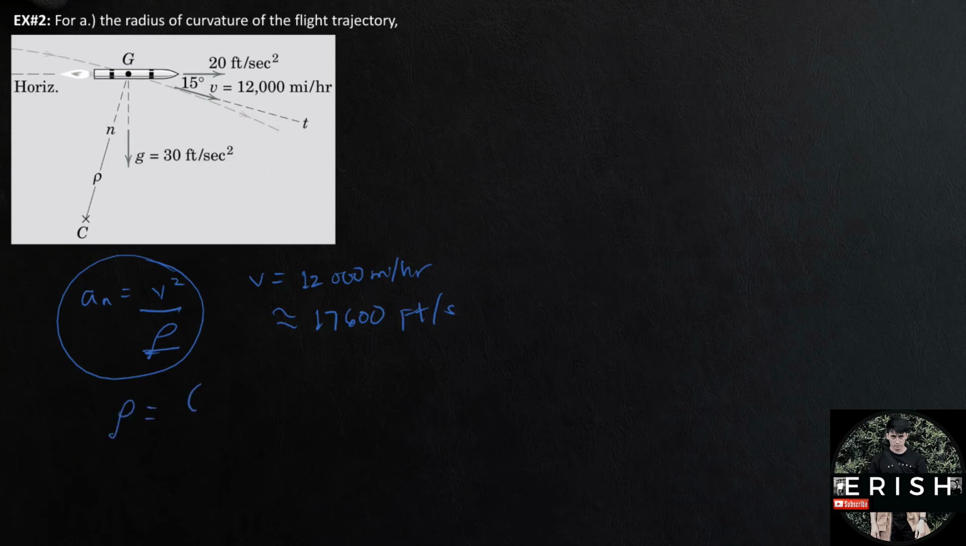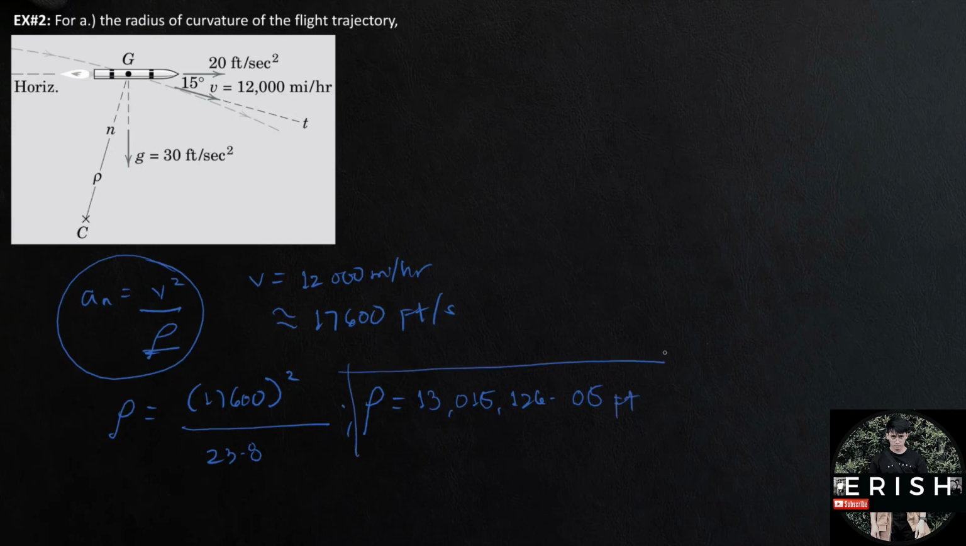And using this formula to solve for the radius of curvature, rho now is equal to, ang V square we have 17,600 quantity square over ang AN natin at 23.8 feet per second square. And by calculating, radius of curvature is equal to 13,001,126.05 feet. So this is the answer for the radius of curvature of the flight trajectory.